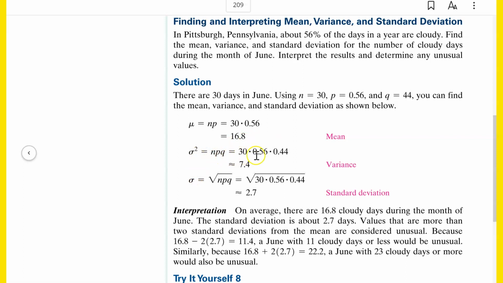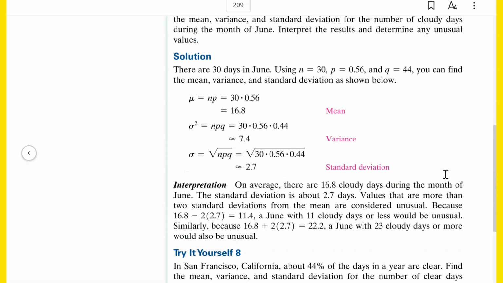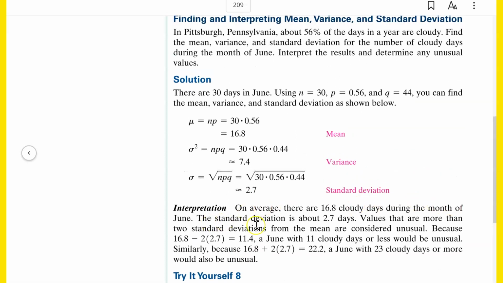The variance would just be 30 times 0.56 times 0.44, which is 7.4. The standard deviation is just the square root of that, so take the square root and you get 2.7. So on average, there are 16.8 cloudy days during the month of June. The standard deviation is 2.7 days. So if you want to get unusual values, anything that is more than 2 standard deviations away from the mean is unusual. So you would just say 16.8 plus 2.7 plus another 2.7, which gives us 22.2. So anytime you have the month of June with more than 22 cloudy days, that's unusual.